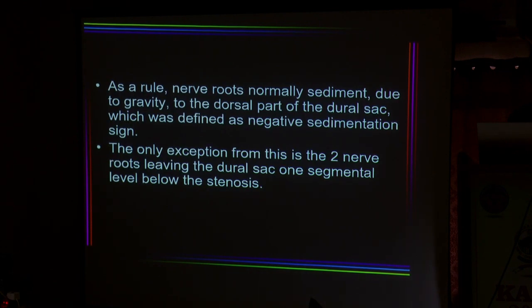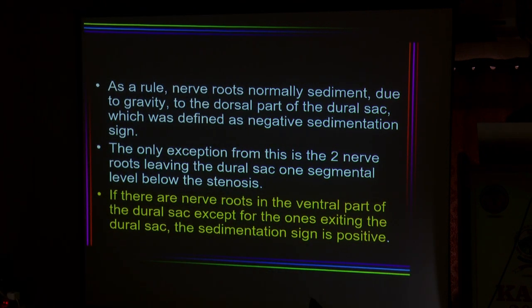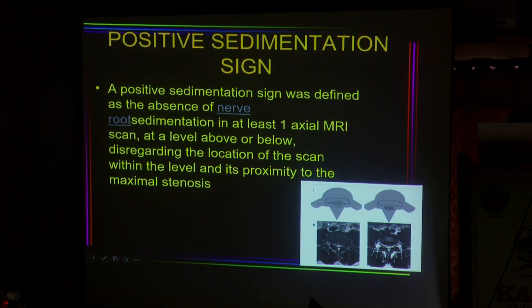Generally the nerve roots sediment to the dorsal part of the dural sac, that is called the negative sedimentation sign. There are only two exceptions to this, when the nerve roots leave the dural sac one segmental level below the stenosis. Whenever you see nerve roots in the ventral part of the dural sac, then the sedimentation sign is said to be positive. This is an example from the article where you can see the normal nerve roots in the dorsal part of the thecal sac. Whenever nerve roots are seen anteriorly in at least one axial MR image above or below, then this is called the positive nerve root sedimentation sign.